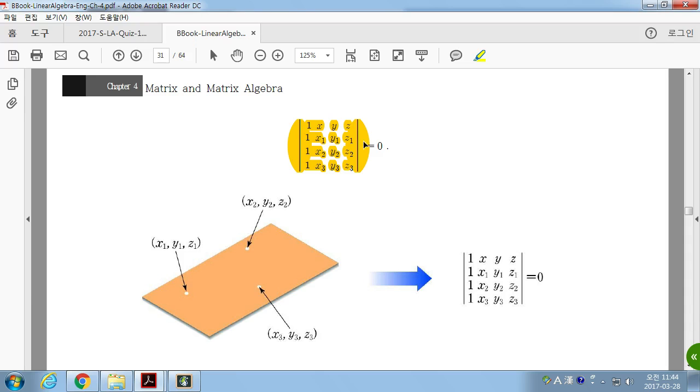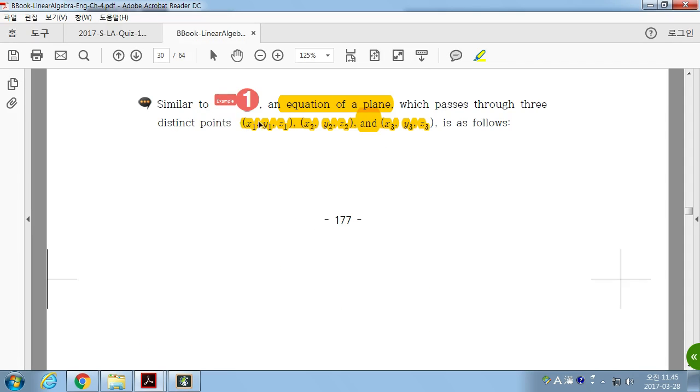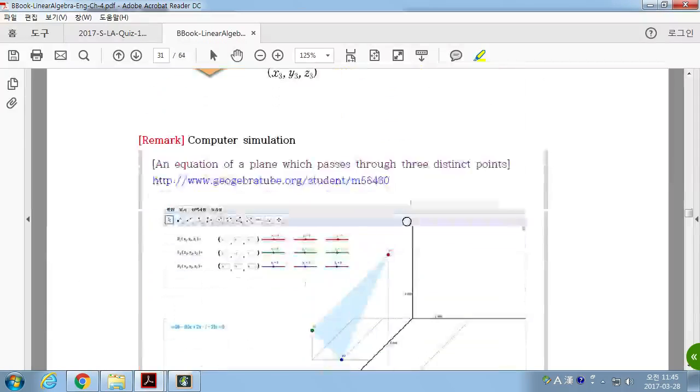Second point, third point also satisfies it. That means this is an equation that these 3 points lie on. Okay.